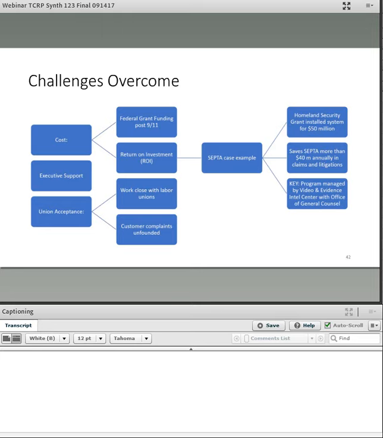They actually have one of the challenges, way to overcome the challenges when agencies get executive support and also with union acceptance, which comes once again with working closer with the laborers unions. And then customer complaints were unfounded. And I can give an example of a customer complaint unfounded.